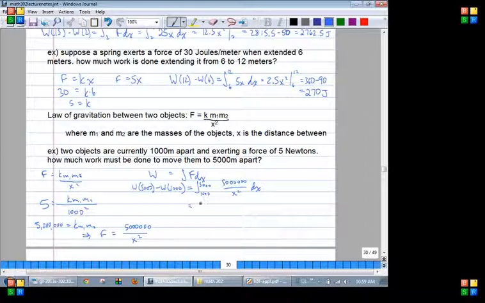And so let's finish solving this out. So to take this integral, what do we do? Take out the 5,000,000. A nice way to deal with this is just realize that 5,000,000 is a constant you're multiplying by. So you can just think of this as 5,000,000 times that, and then x squared in the denominator is just x to the negative 2.